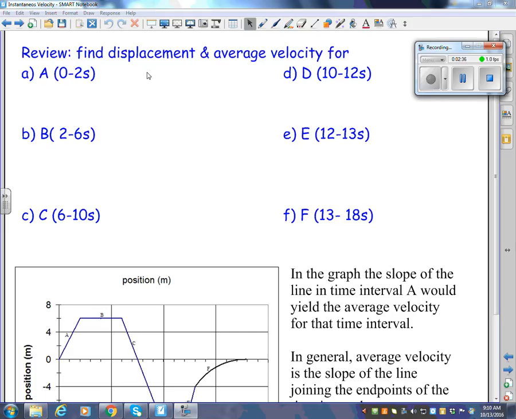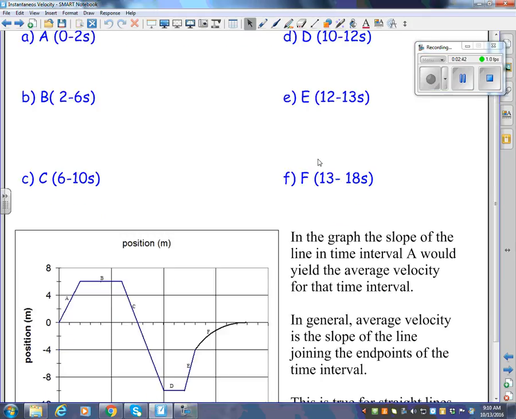Find the displacement and average velocity for intervals A, B, C, D, E, and F, and those are the time intervals for them. Okay, so from 0 to 2 seconds. Interval A is this one right here. So what is the displacement? You look at the graph. The initial position is 0, and the final position is 6. And so our displacement is going to be 6 minus 0, which is 6.